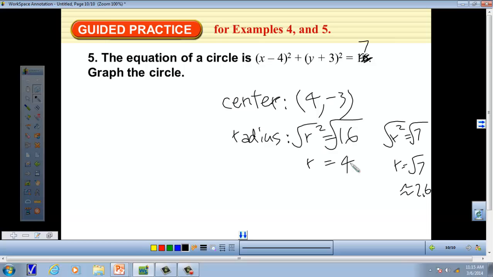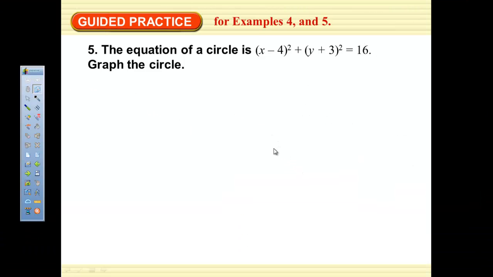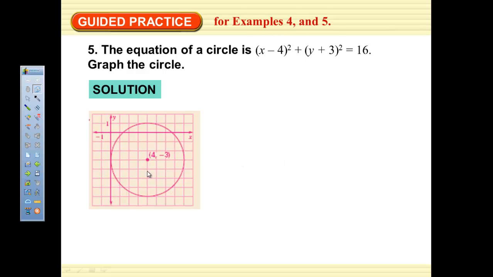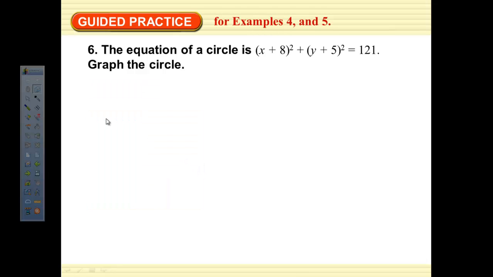In this case, we're going up 4, down 4, left 4, right 4. So I'll show you what that looks like. So here it is. Here's our center at 4, -3, and we'd go up 4, down 4, left 4, and right 4, and then we'd connect those 4 dots. Here's another one.